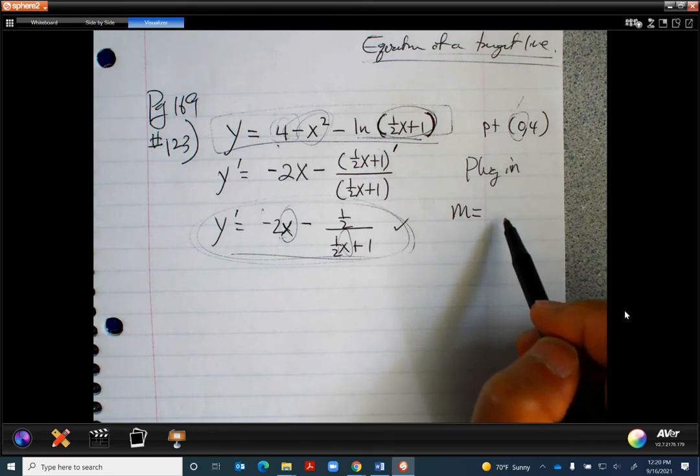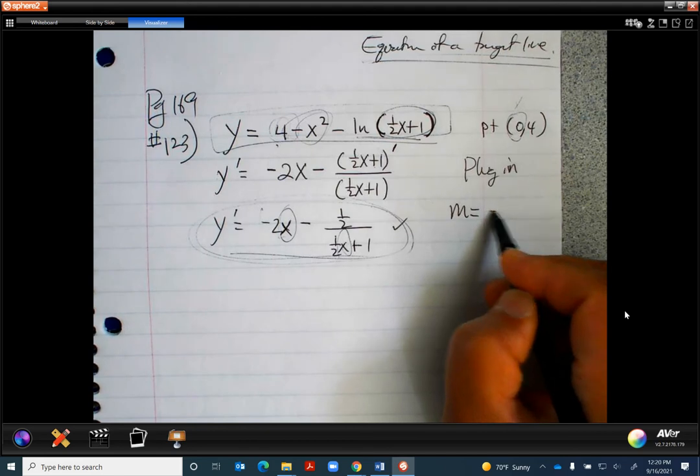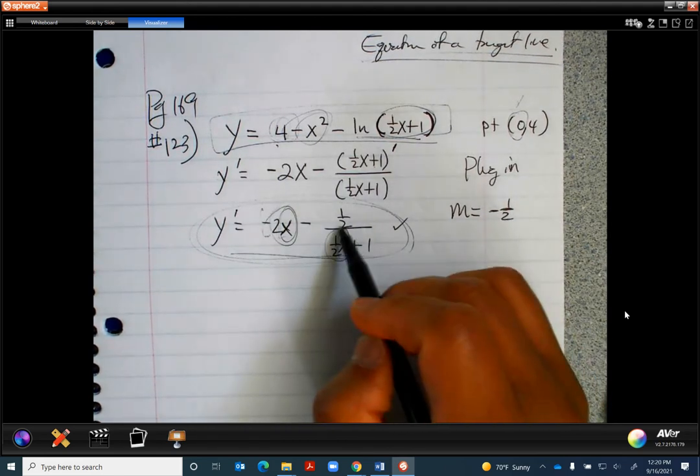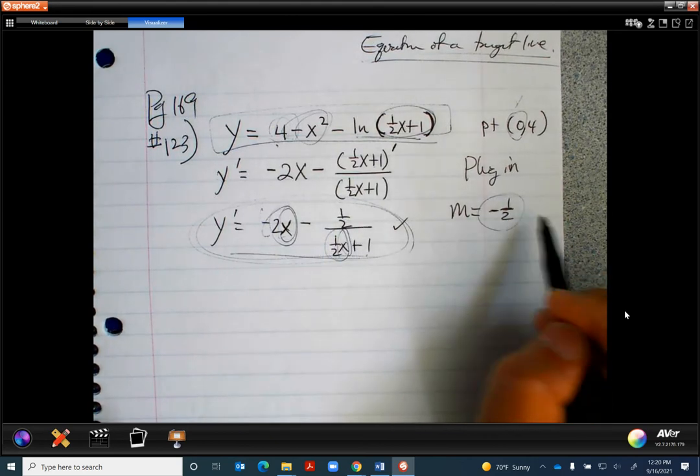Oh, come on, guys. You don't get a 0. Negative what? Half. You get negative half. Because this is 0, this is 0, this is negative half over 1. Negative half over 1 is negative half. This is your slope. We're not done.